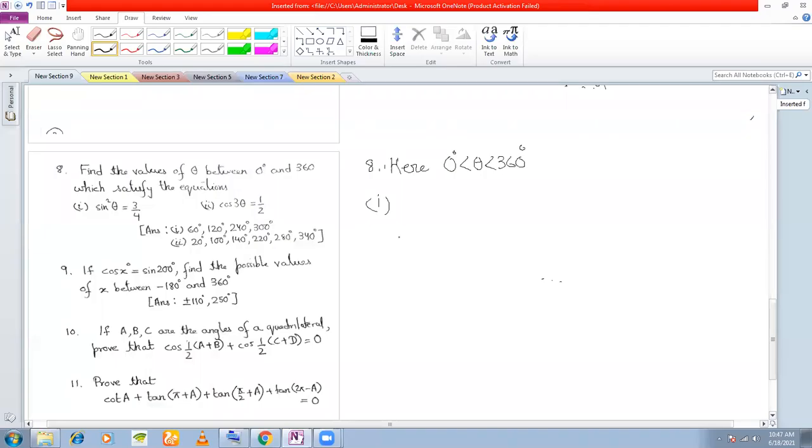So if theta lies between 0 and 360 degrees, then you have two parts to this question. Find those values of theta for which sine square theta is equal to 3 by 4, and second, cos 3 theta is equal to half. Okay, so we start with the first one.